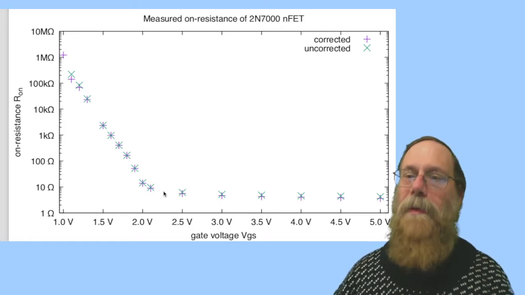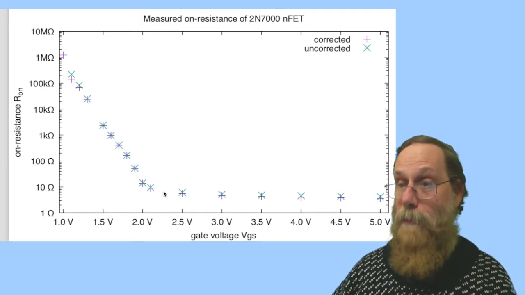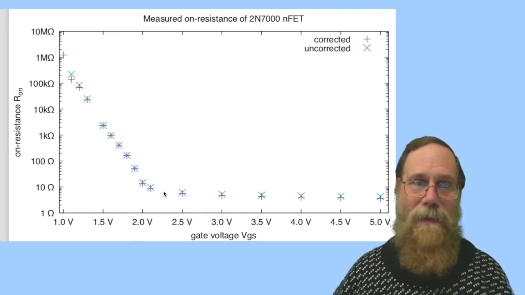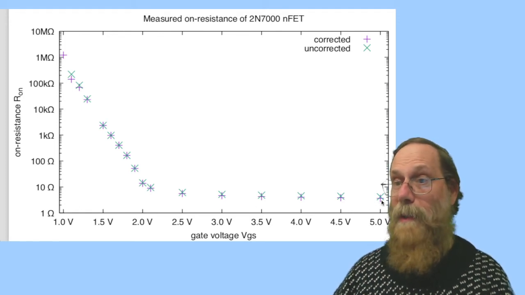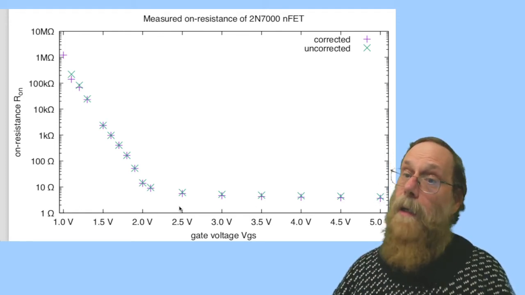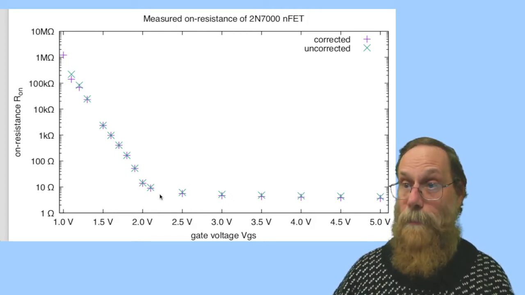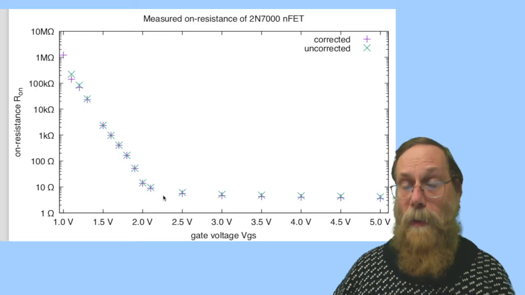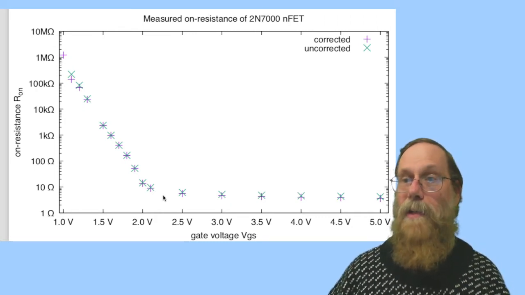So be very careful when you are selecting a transistor not to look just at what is the on resistance, which is this region here where the transistor is basically fully on, but where do you make that transition? What is the threshold voltage? Okay, so I've explained the threshold voltage. I've explained how to think of the transistor as a resistor.